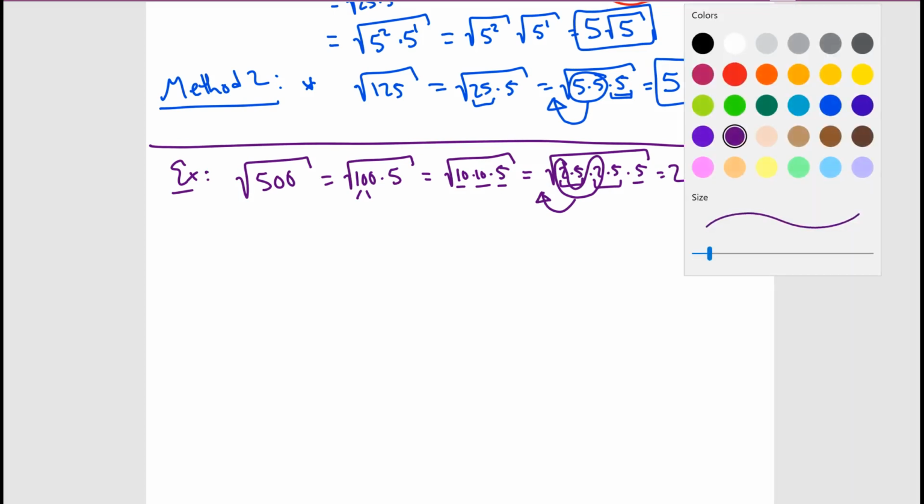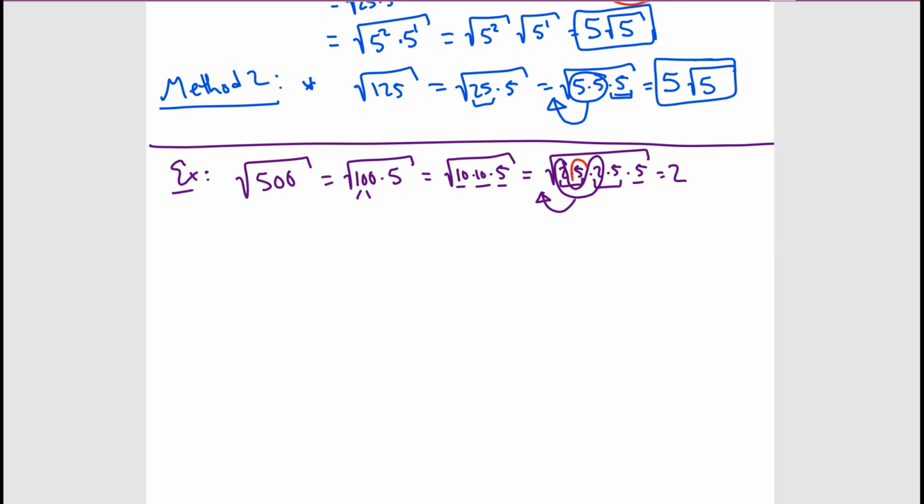Now what else do I have? Well, I also have a pair of 5's. Okay, so I'm going to take this 5 out. That's a pair of 5's. Do I have any more pairs? I don't have any more pairs, so I'm going to be left with this square root of 5 on the outside. And what I'm going to get is just 10 square root of 5. And that is my answer.